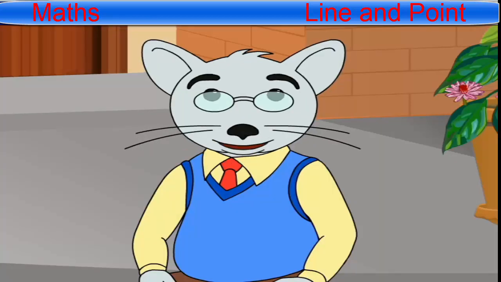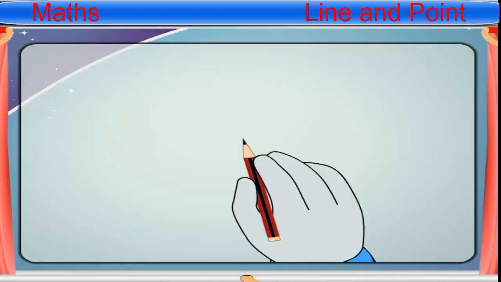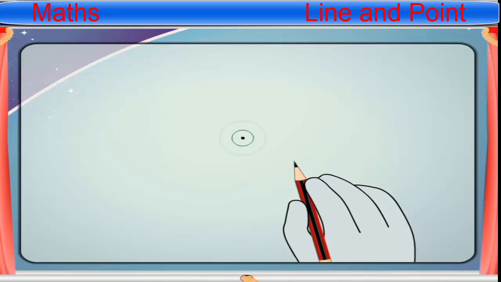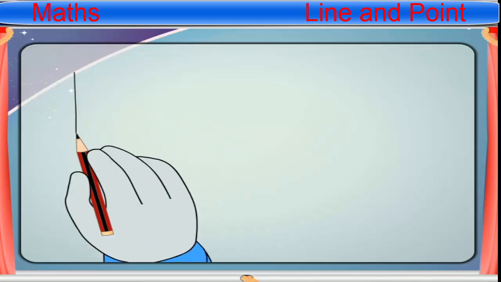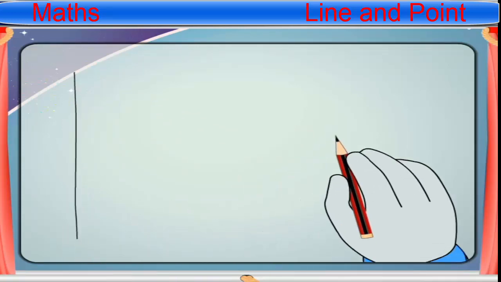Now look here. What is this? Is it a line? No, this is not a line. Students, this is not a line. This is a point. We can draw points with the help of a pencil or a pen like this. Students, we draw a line like this, but we make a point like this.